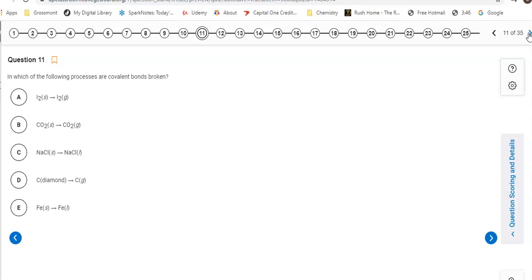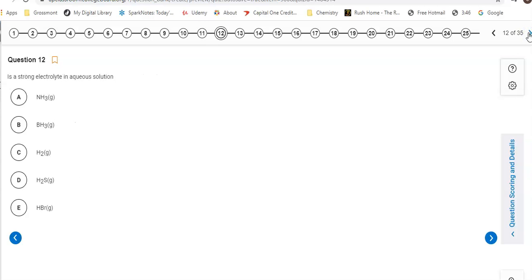That's an intermolecular force. Carbon, diamond to carbon, graphite. Yes, diamond forms what's called a covalent network solid. It's a three-dimensional structure of just pure carbon atoms. And when it breaks down into carbon gas, that means the covalent bonds are broken. And then Fe solid to Fe liquid, again, that's intermolecular forces. So the answer to that one is D. Going from diamond to carbon gas is a breakdown of the covalent bonds between the carbon atoms.